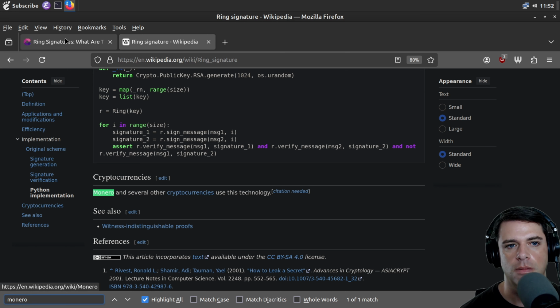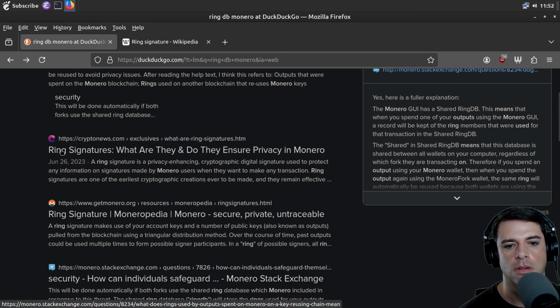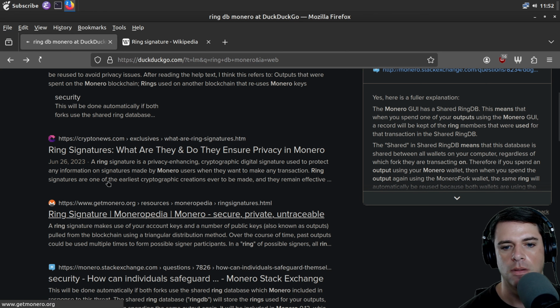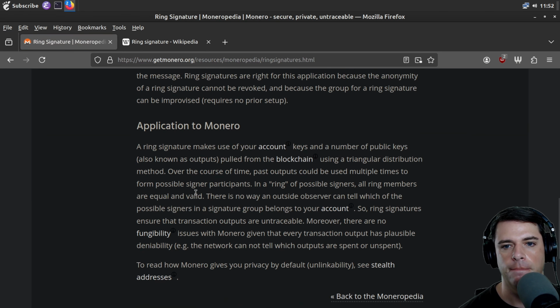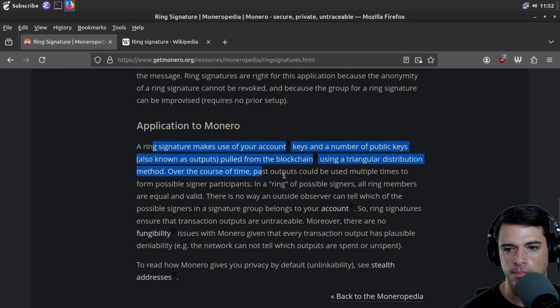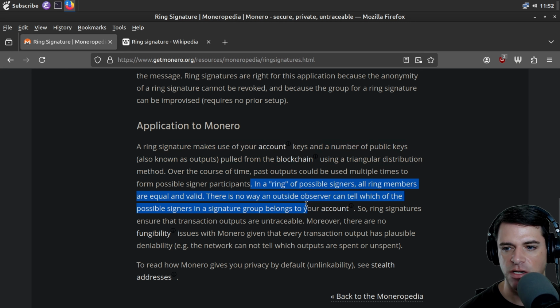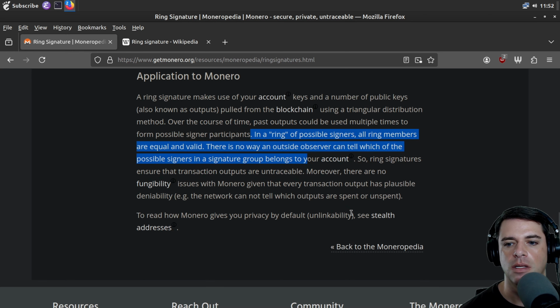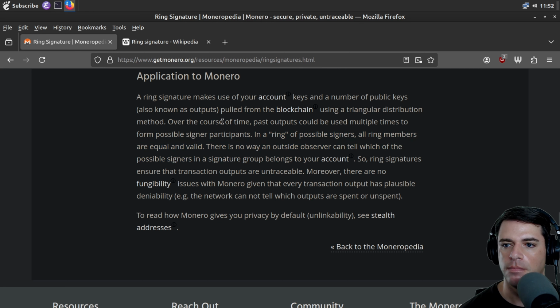All right. A ring signature makes use of your account keys and number of public keys pulled from the blockchain. In a ring of possible signers, all ring members are equal and valid. There's no way an outsider, blah, blah, blah. But how large is the ring?